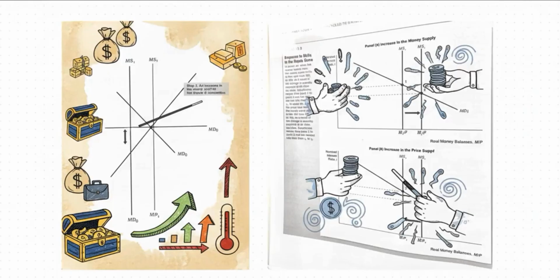Okay, check this out. On the left, picture the whole economy growing. People are making more money, they're spending more money, so they need more cash to make all those transactions happen. That shifts the entire demand curve to the right. And look, the new equilibrium interest rate is higher.